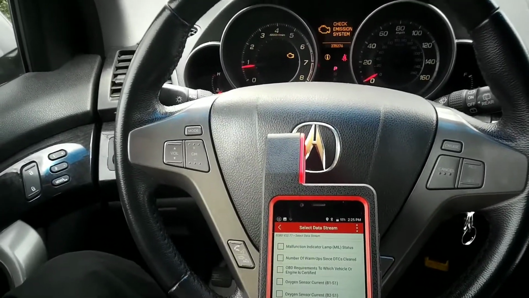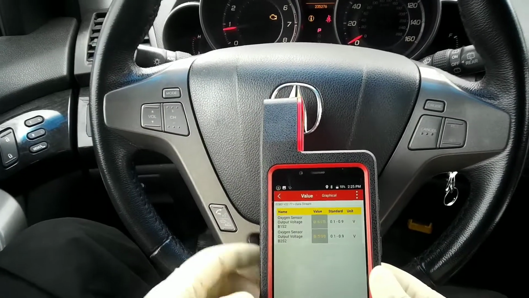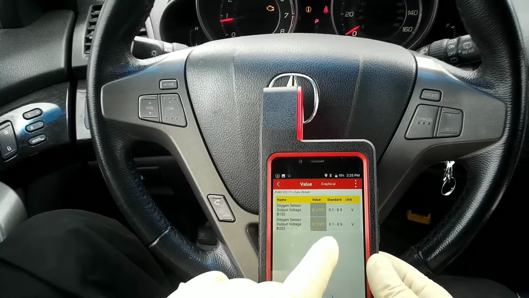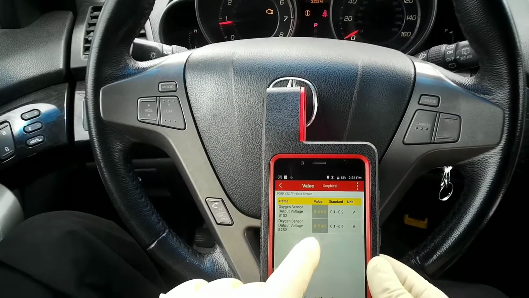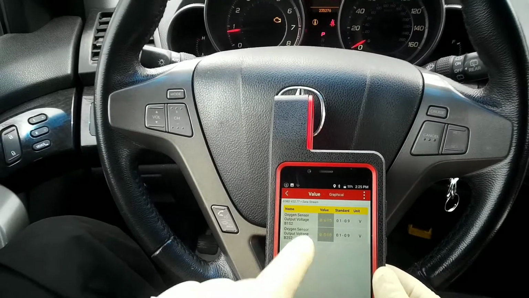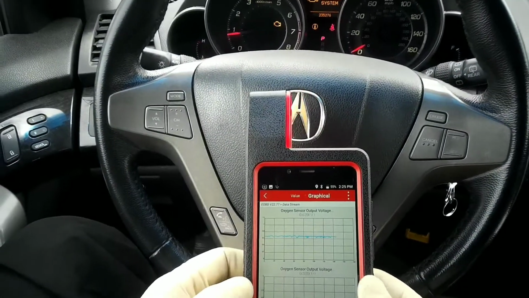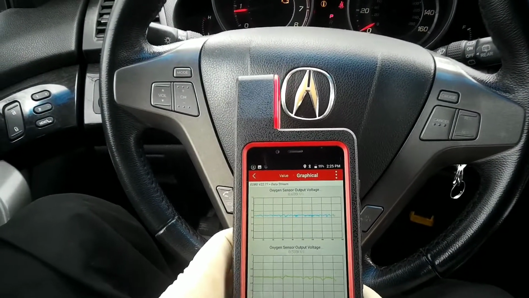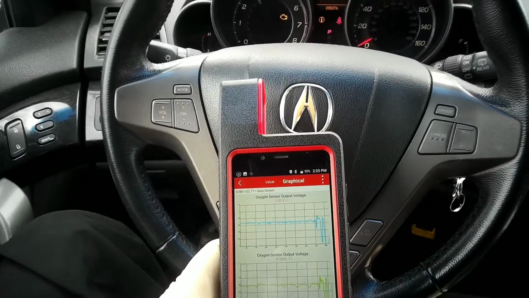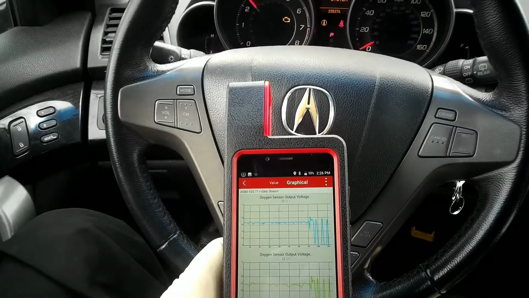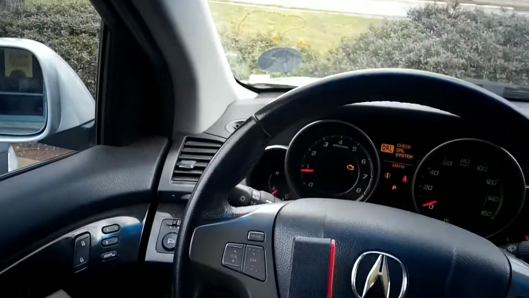Now the code is on bank 1. So let's look at our data. And I can already see that bank 1 sensor is moving around a little more than I want it to. So let's go to graph. You go to graph, you get a better picture of what's going on. Let's give it a little bit of gas. Cat should be warmed up pretty good. Temperature's halfway up.